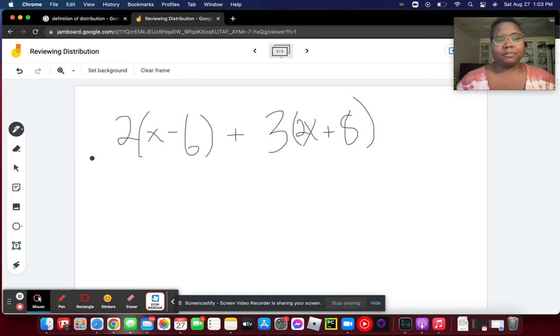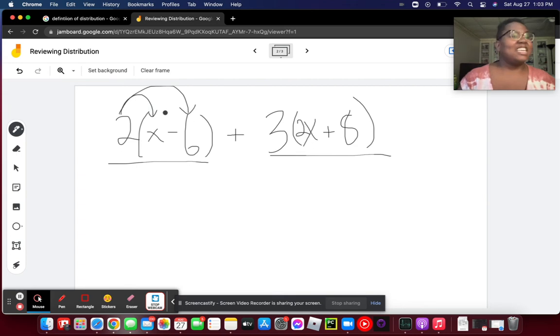Now we have distribution. We have 2 separate pieces, and we have a variable with a number in front. Again, distribution is the act of sharing among recipients. But the thing to be careful here is that you only share among the recipients that are directly next to you. This 2 is going to be multiplied by this x and this minus 6. It's not going to be multiplied over here by the 2x and the 8 there. Those red lines are not going to happen. In fact, I'm going to erase them.